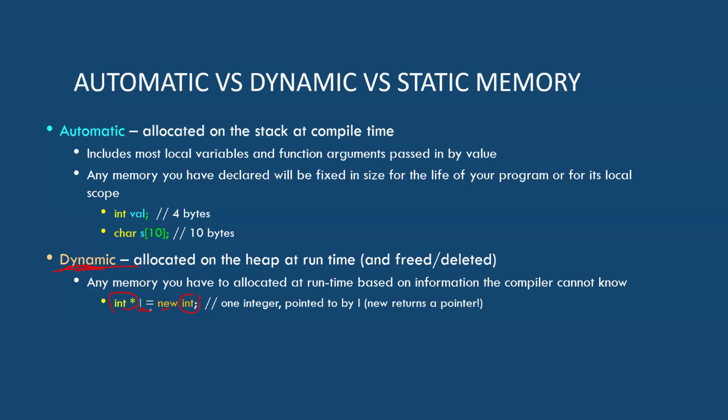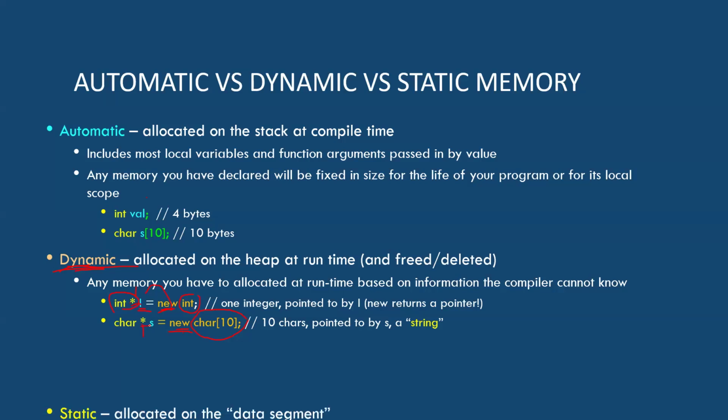Maybe I'll put it in a variable up here, or maybe I'll put it in some other piece of memory that I've dynamically created. Or give me 10 characters all in a row, and I'll hold on to a pointer to them. So notice that new always gives us a pointer. Always. If I have a new, I'm getting a pointer, guaranteed. So that means that wherever we put that pointer has to be a pointer type variable.